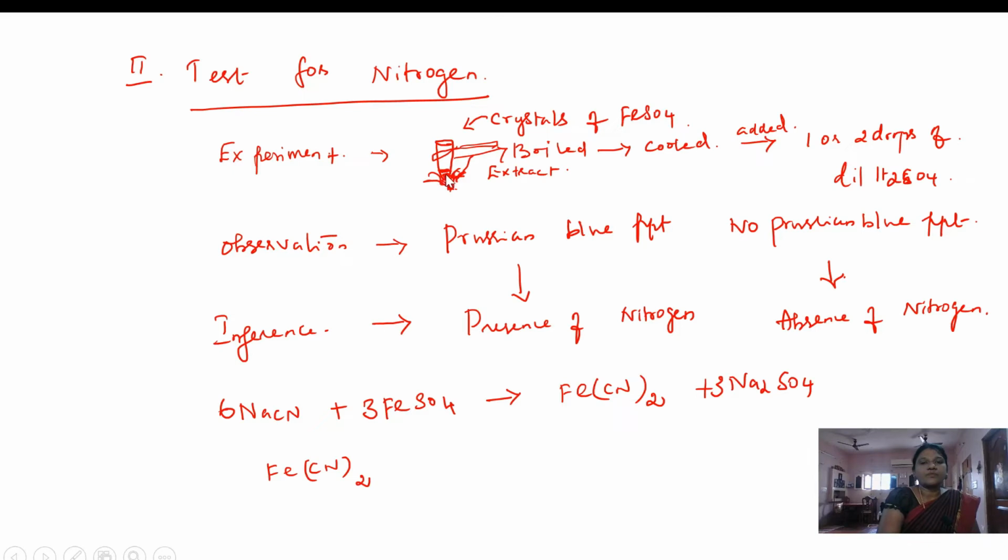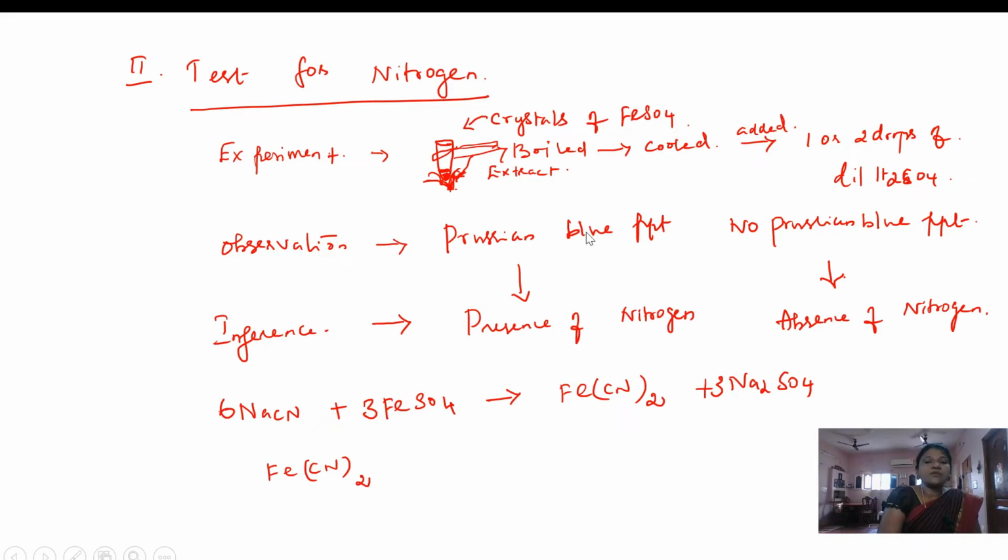One or two drops of sodium fusion extract is taken in a test tube. To this, good quality ferrous sulfate crystals are added. A pinch of crystals is added and boiled, then cooled, and one or two drops of dilute H2SO4 are added.